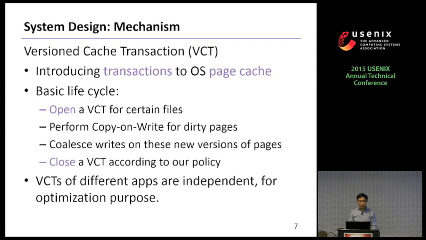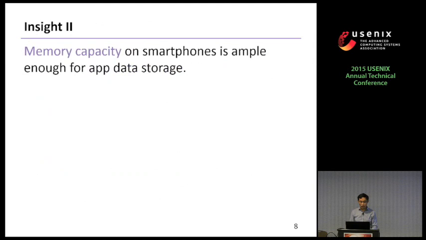Okay, and different apps have independent transactions, so we can perform app-specific optimization. Okay, so data reliability is not an issue. Then we should consider whether we have enough resources to support this solution.